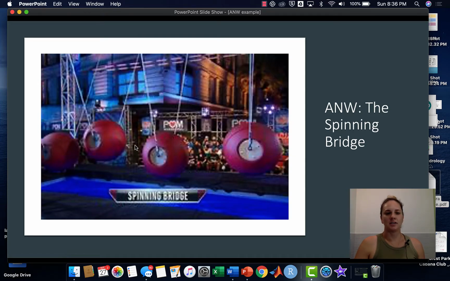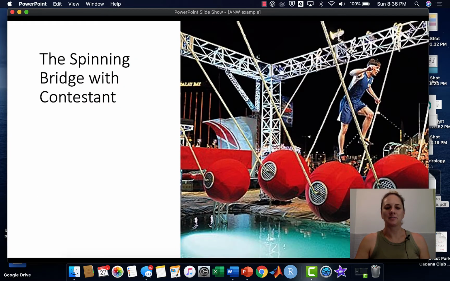It's just these balls that spin on each other, suspended by cables, and the contestant tries to run across or jump across. So I'm going to use this image that I found with a contestant making contact with the obstacle to draw my free body diagram. I'm going to load this up on a different screen so we can get started.